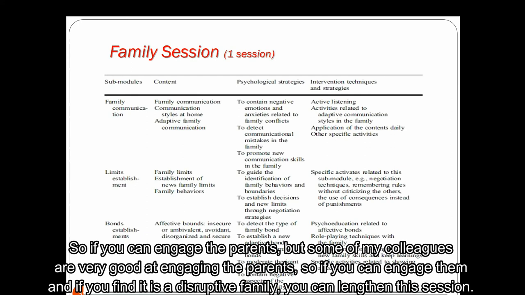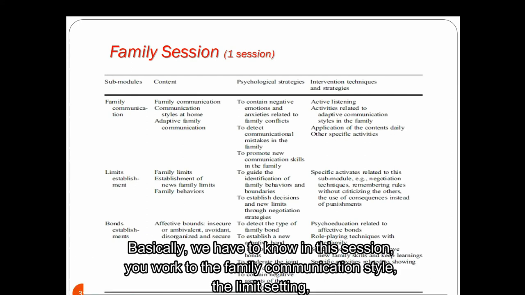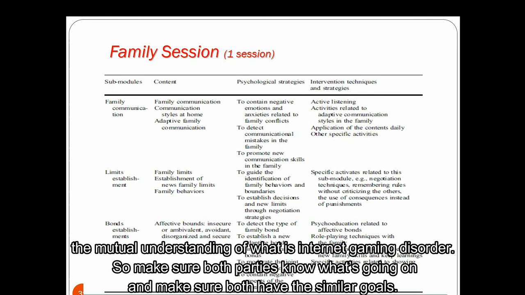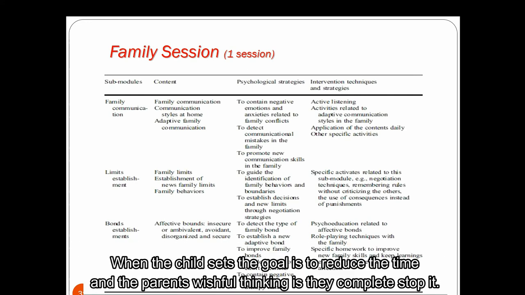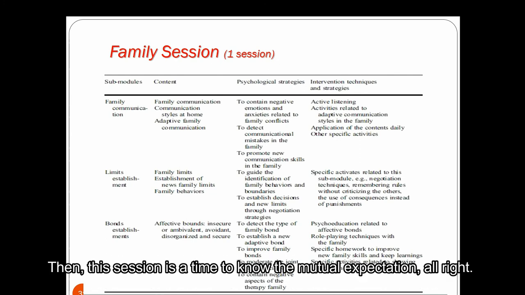So if you can engage them, and if you find it's a disruptive family, you can lengthen this session. Basically, in this session, you work on the family communication style, the limit setting, and the mutual understanding of what internet gaming disorder is. Make sure both parties know what's going on, and make sure both have similar goals. When the child says the goal is to reduce their time, and the parents' wishful thinking is that they completely stop it, then this session is a time to sort out the mutual expectations.